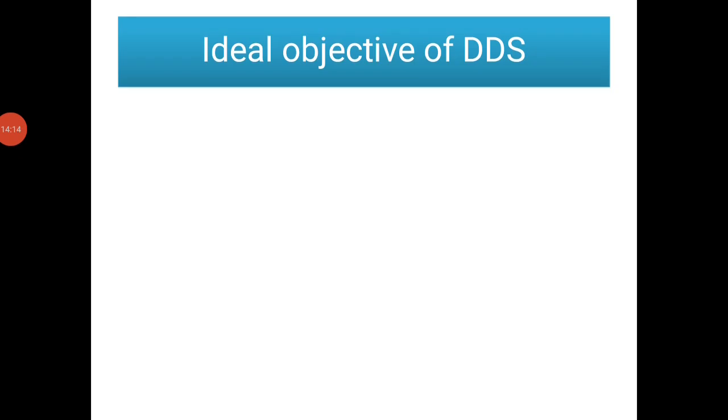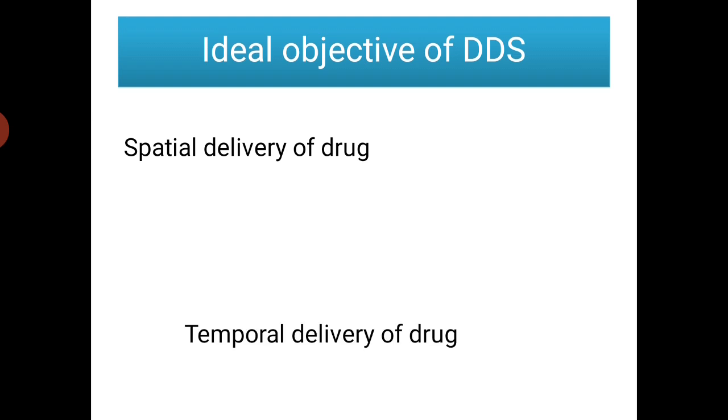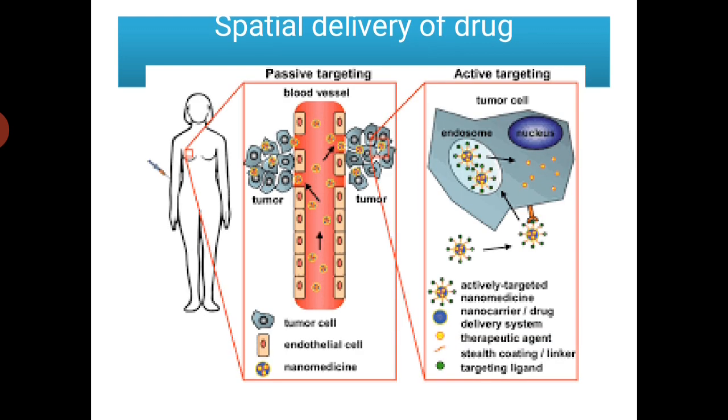Now, what are the ideal objectives of a drug delivery system? The ideal objectives of a drug delivery system include spatial delivery of the drug. Second is temporal delivery of the drug. One is the spatial delivery, second one is the temporal delivery of the drug. Let us go in depth.